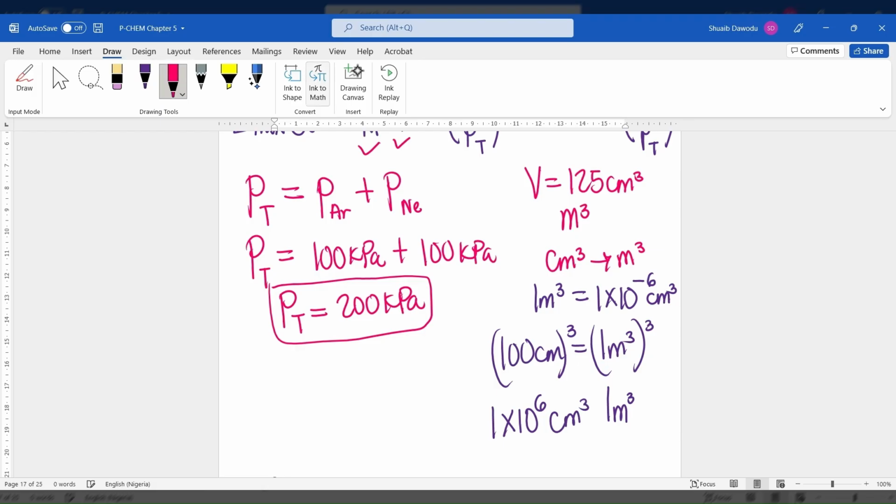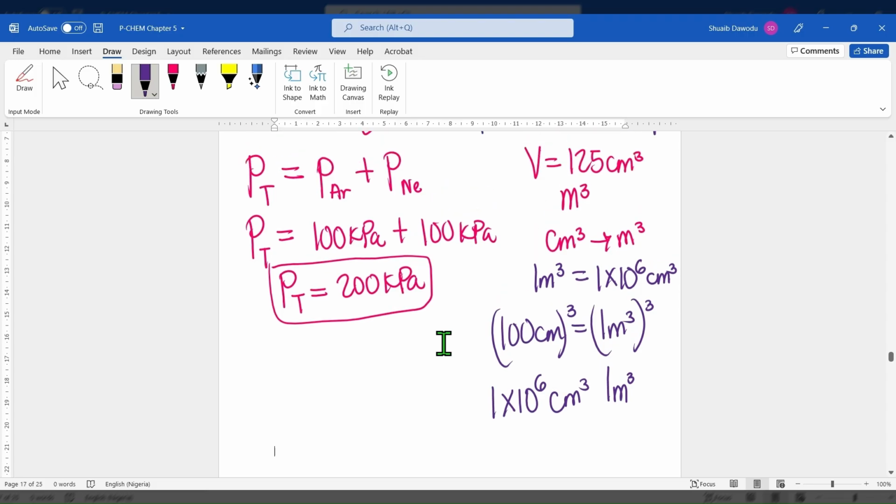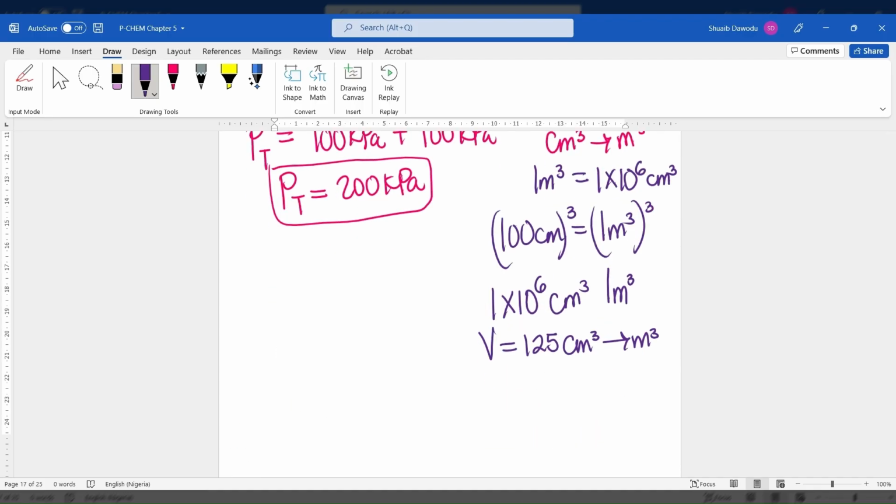Sorry, I just saw I made an error here. It is not that 1 meter cube is equivalent to 1 times 10 to the power of negative 6. 1 meter cube is equivalent to 1 times 10 to the power of 6 centimeter cube, not negative 6. So yeah, that is what we have here. Hence the volume, 125 centimeter cube, to meter cube will simply be 125 times 10 raised to the power of negative 6 meter cube. So that's just going to be the conversion.